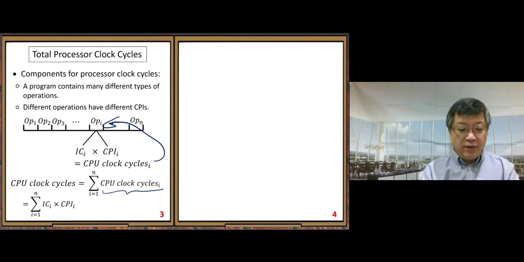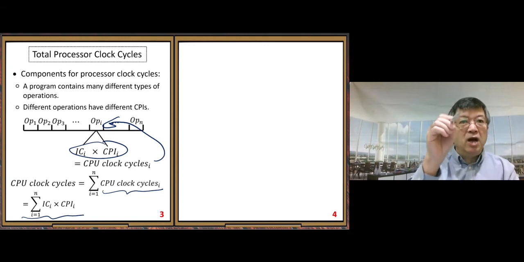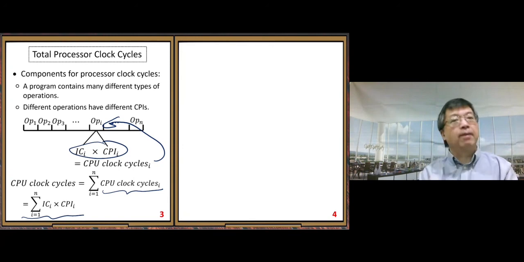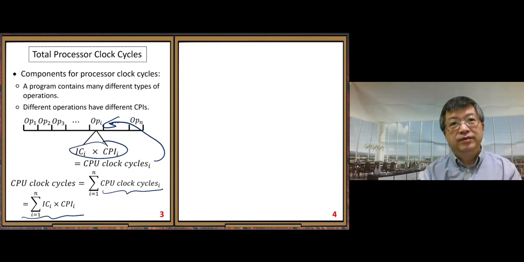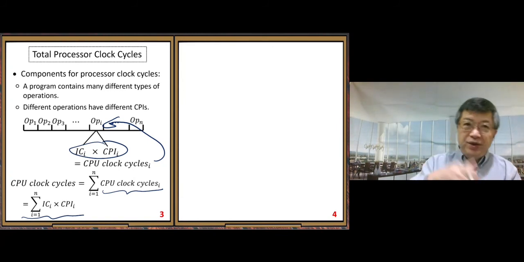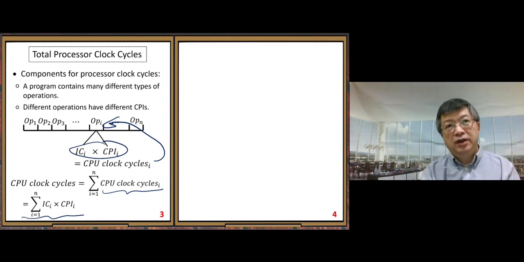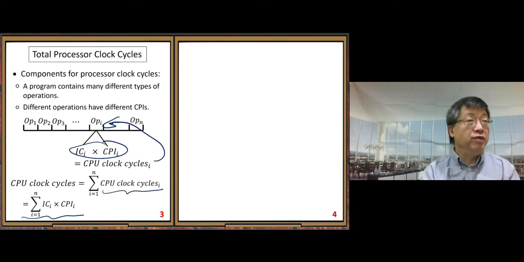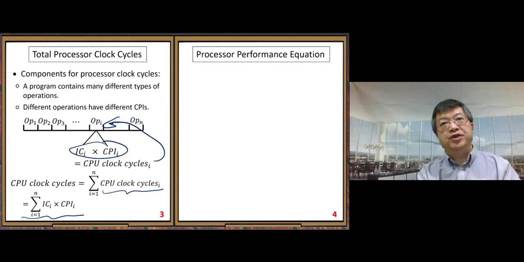But then using this formula, we get this version: summation, also summation, but each term is IC_i times CPI_i. All right, so this is our first equation. So we put it here. We need to derive our final version of the processor performance equation. All right, so we get to this processor performance equation.